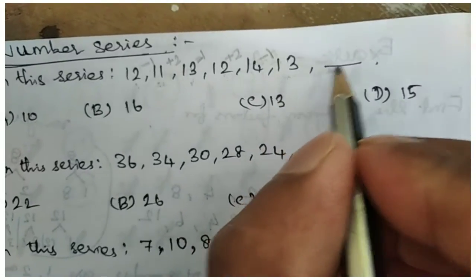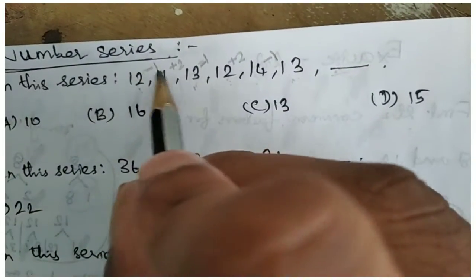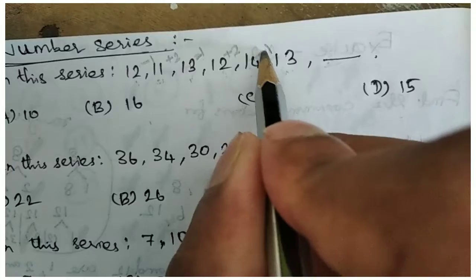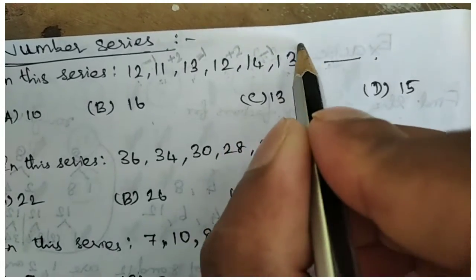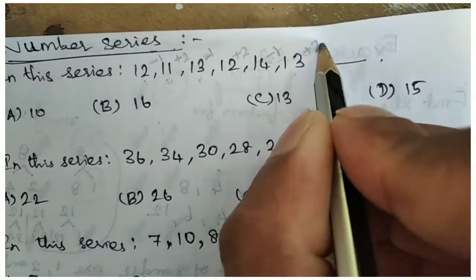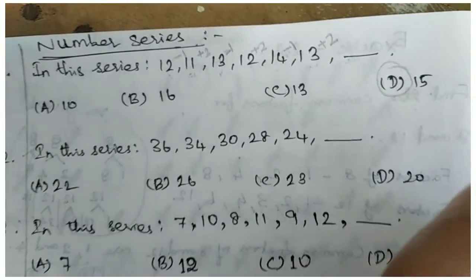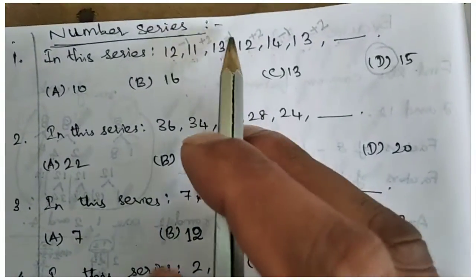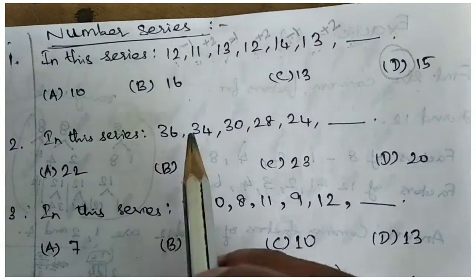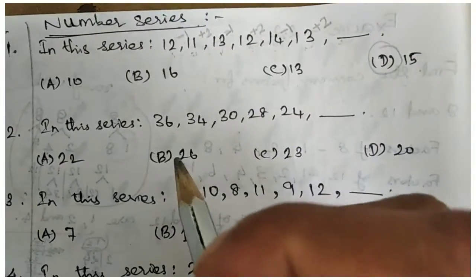Now we have to find the next term. So what will be there? By the repetitive order it is minus 1 and then plus 2. That's it. So 13 plus 2, 15 is the answer. So similarly you must use this to find each series.